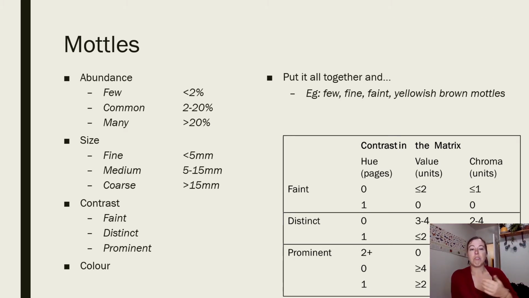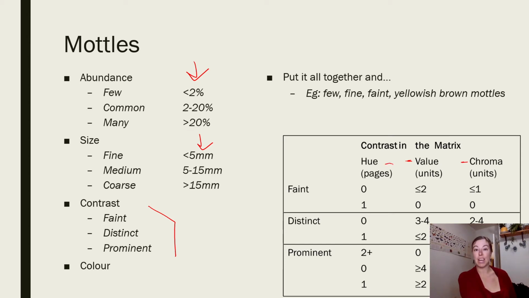And basically you want to say how many there are. This is based on percentages. You want to say the size of them, and then the contrast. So how different are the colors? And actually, the contrast is based on how different the value and chroma and hue are.